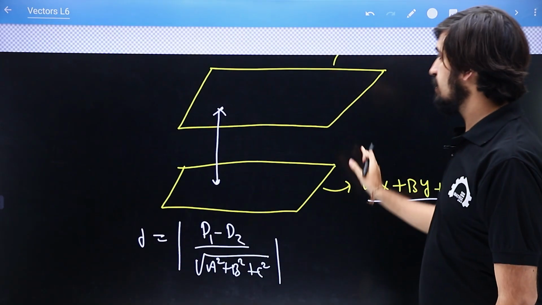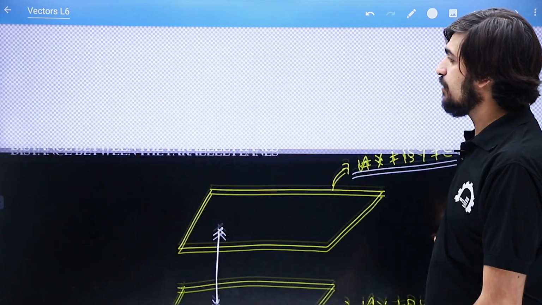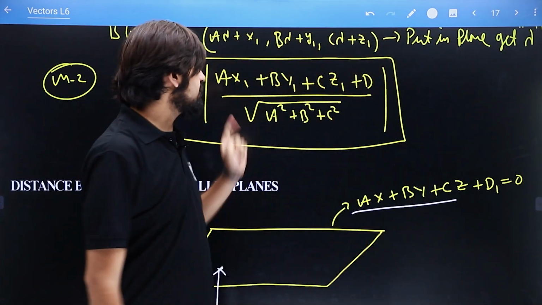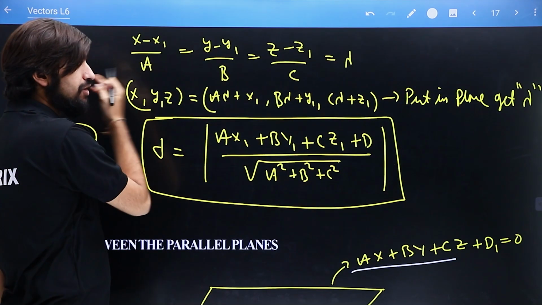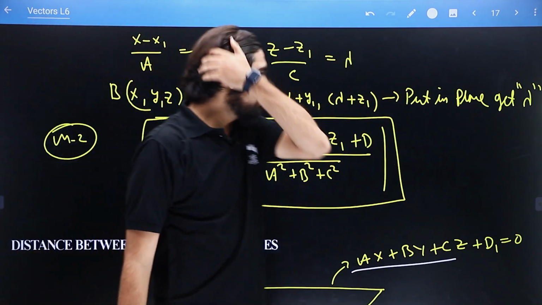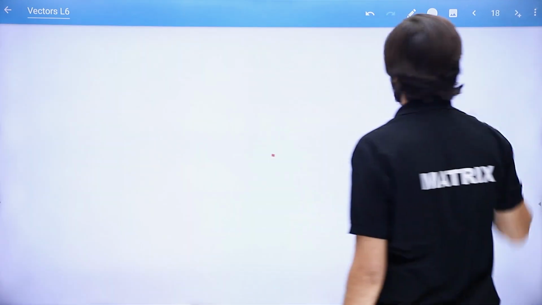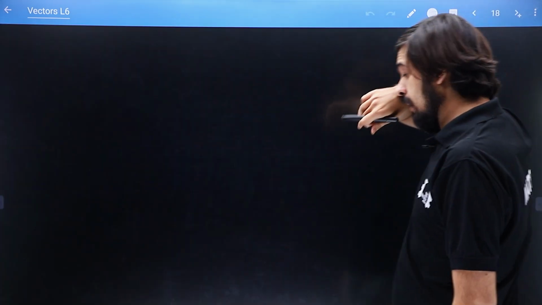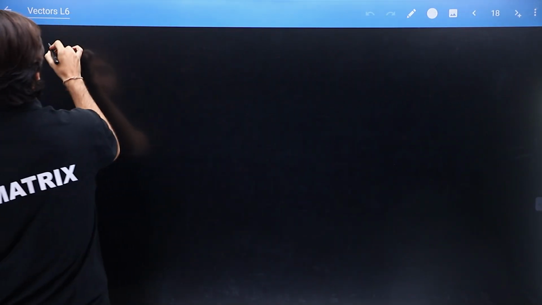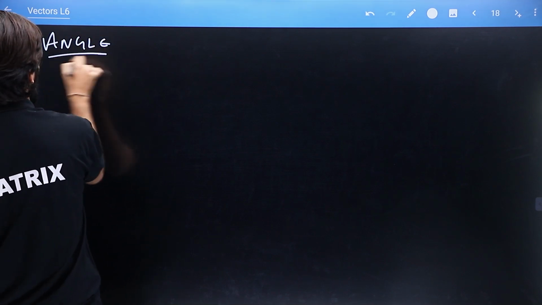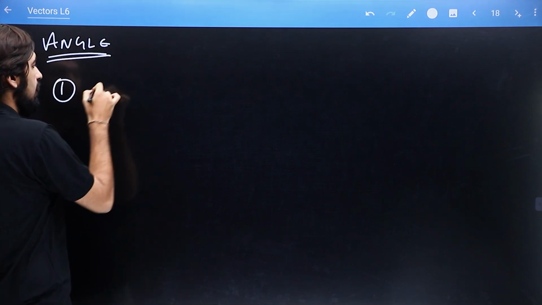So we can easily find the distance between two parallel planes and the distance of a point from a plane. I have given you two methods. The first method is also important, because you can find the foot of perpendicular from that. So we are going to study foot of perpendicular and image also in the next class. So next, there is one more thing: angle.